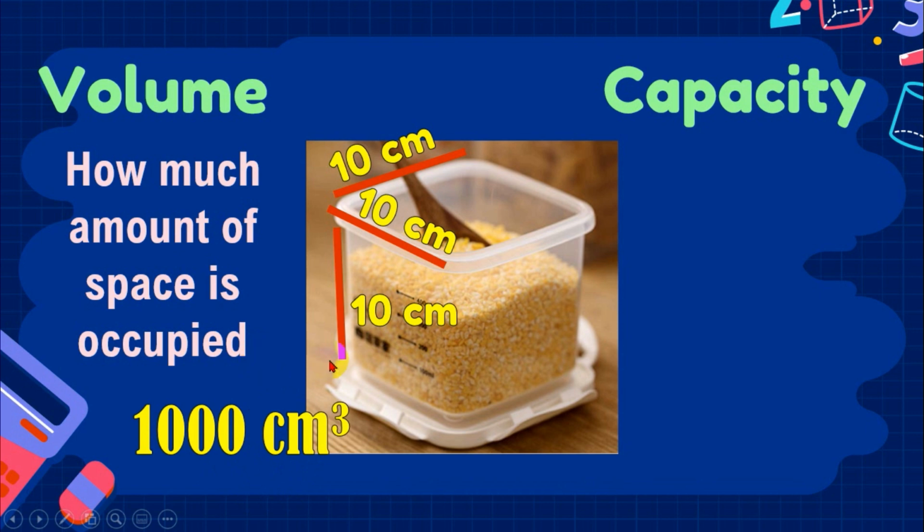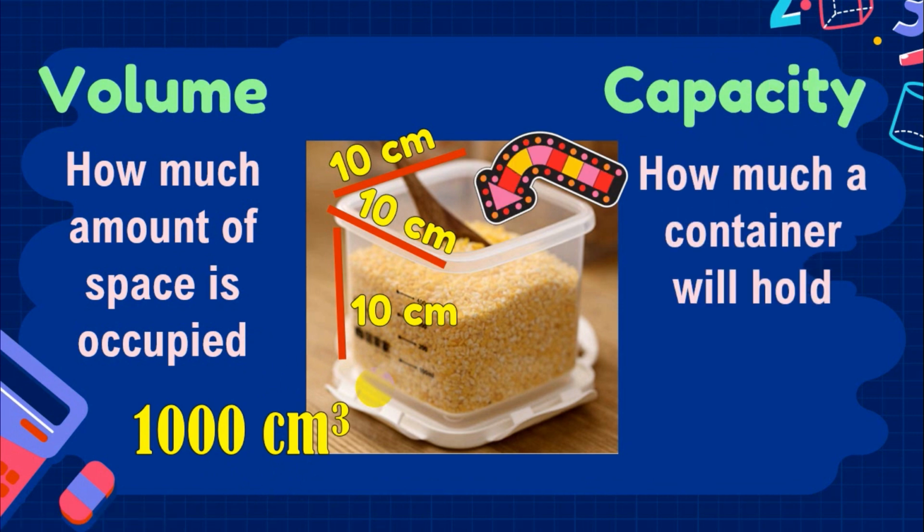Now, if you are asked how much this container can hold, therefore you are being asked of the capacity, and this container can hold up to 1 liter. So that is the difference between volume and capacity. Usually, volume is used for solid figures, while capacity is more often used for liquids.